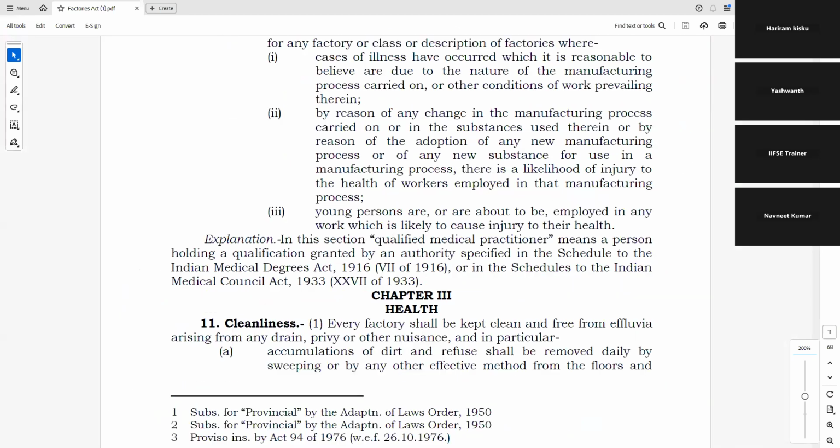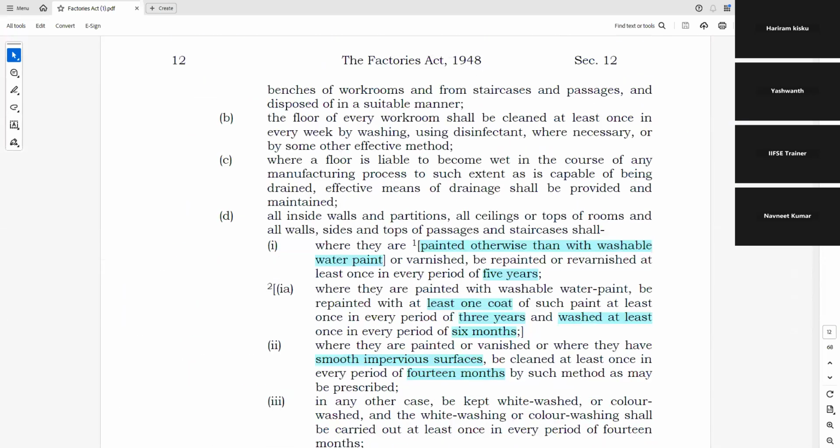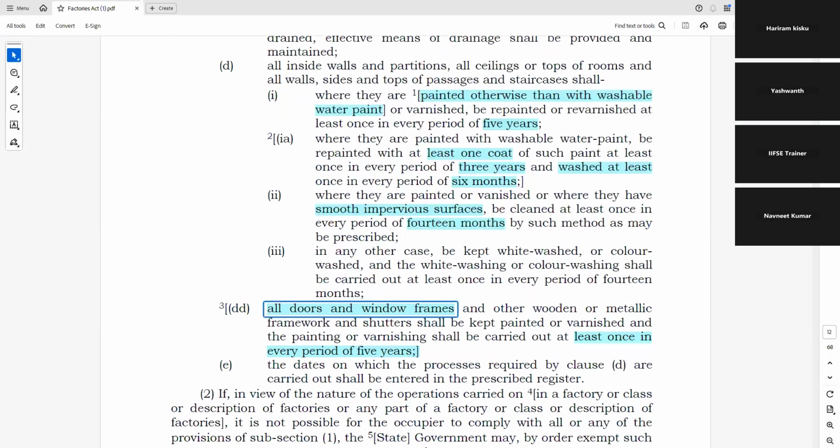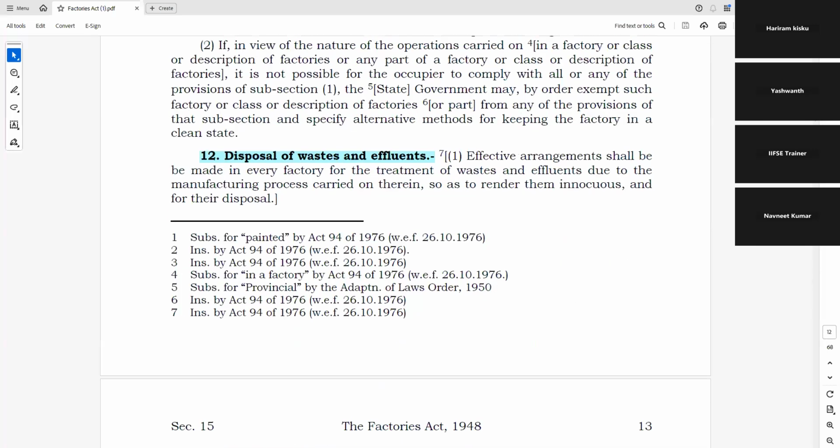In the health chapter we discussed the cleaning, painting and washing requirements of specific units, and also the waste disposal and effluent. As we know, when we talk about the disposal of waste and effluent, it also talks about the various parameters or conditions which are required to dispose of the waste and also for treatment.